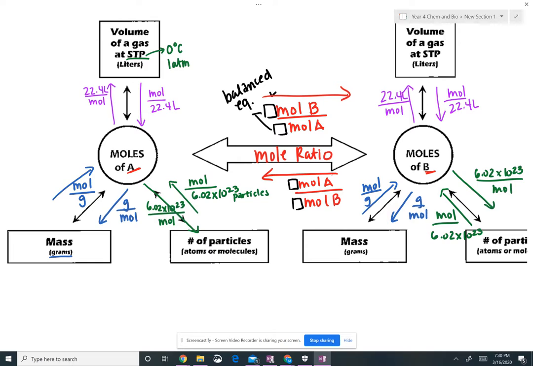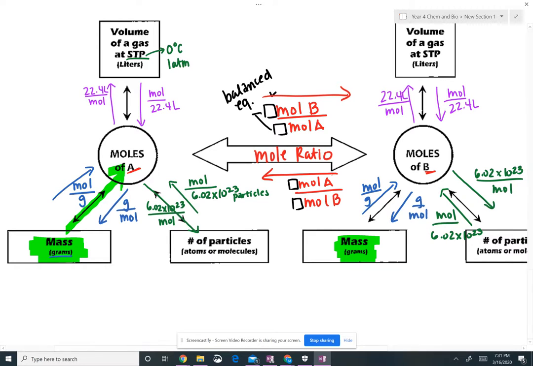So the most common path is that you usually start with some sort of mass in grams and you need to get to another mass in grams. So it will be a mass in grams of A right here, and then you need to end up with a mass in grams of B. There's a series of steps that you have to follow. First you go up here and you end up in moles of A, so you first have to do that gram to mole conversion. That would be your first conversion.